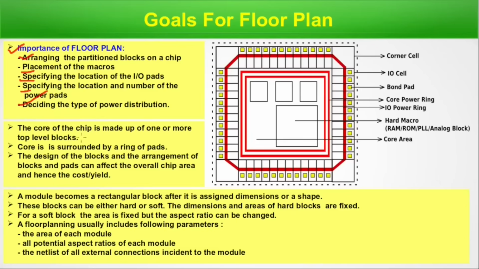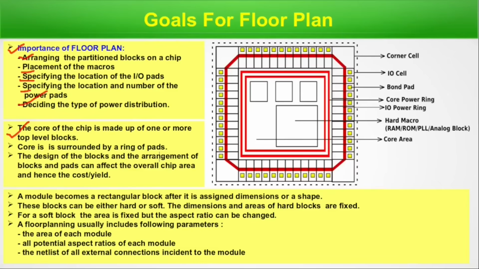Now the core of the chip is made up of one or more top level blocks. This core is surrounded by a ring of pads. The design of the blocks and the arrangement of blocks and pads can affect the overall chip area and hence cost or yield. Depending on how this is designed, if the overall chip area increases, cost and yield can be affected. So floor planning is a very important step. Obviously, floor planning is not done by hand; commercial tools are there. They do all the work.